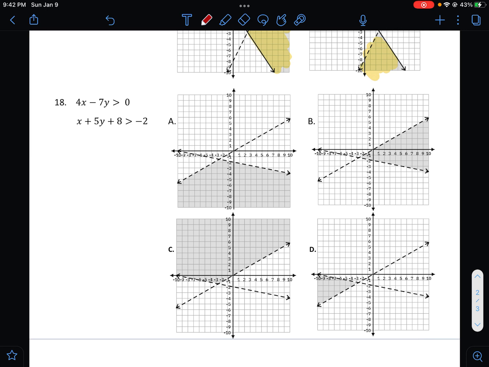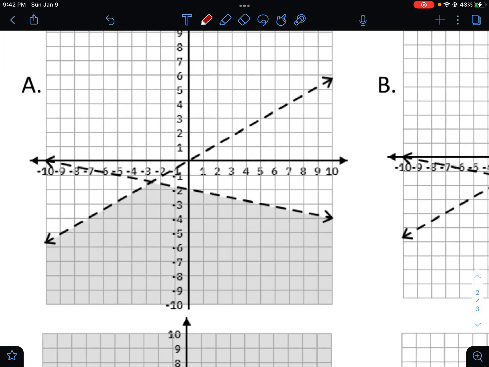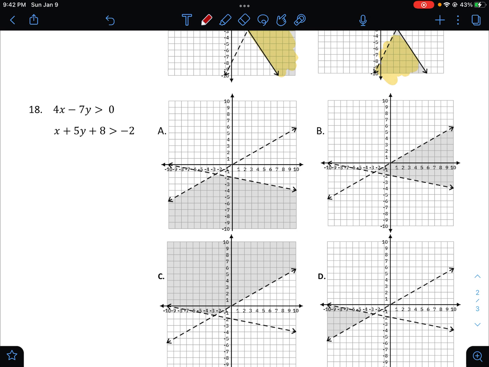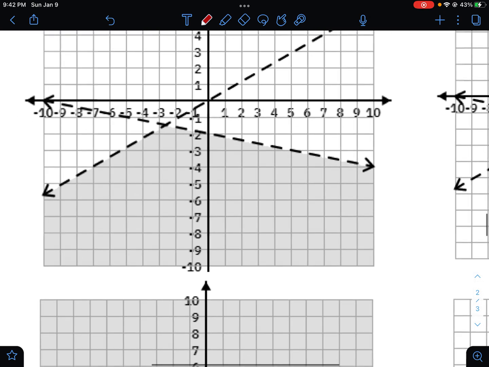Okay, so hopefully you picked a test point. Typically, I would like to start with 0, 0. But in this case, 0, 0 falls on a dotted line, so it's not going to help us in this case because it would fall through the cracks. Okay, so we'd have to pick another test point. So for answer choice A, let's just pick this one right here. 0, -3 as our test point.